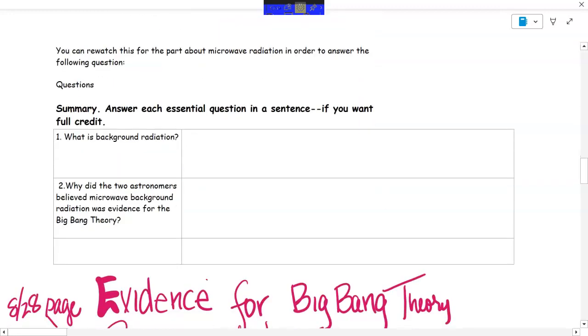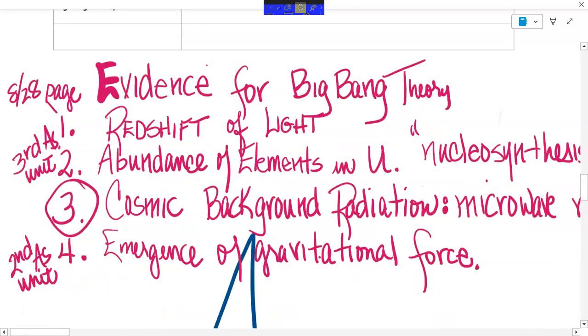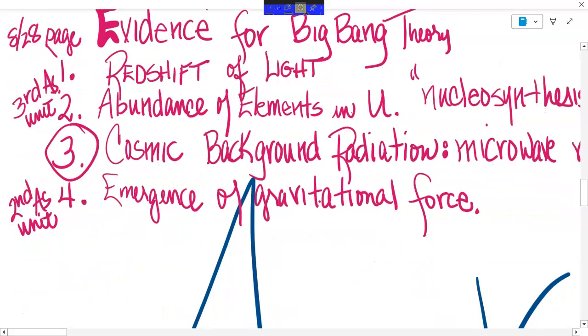And why did the two astronomers believe microwave radiation was evidence for the Big Bang Theory? Remember, it was because the light that was given off in the Big Bang would have been redshifted to much, much lower frequency light. And what they found, the background radiation, was microwave, and that made sense.